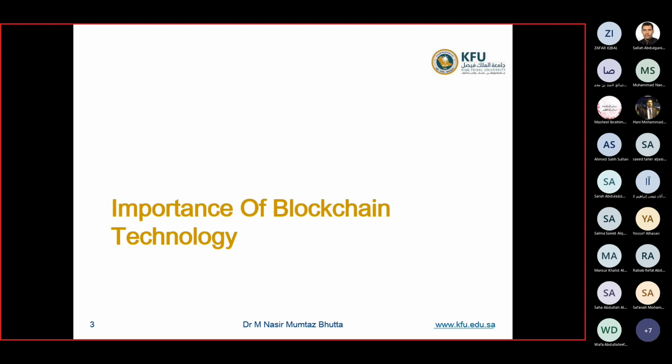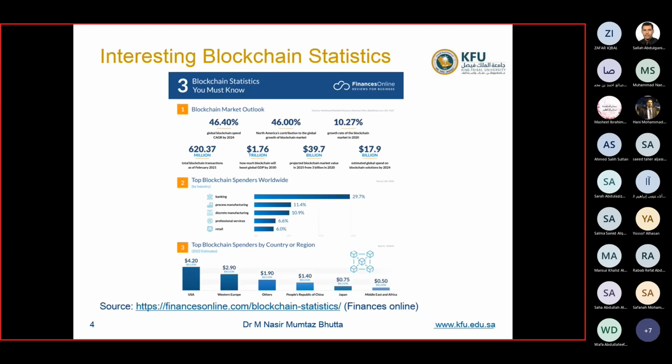So, the importance of blockchain. Blockchain is being considered as a technology which has revolutionized the world again. You can see this in the statistics as well: 46.40% of the global blockchain spending by 2024. This is estimated. And the interesting thing is that the blockchain market is projected to be 39.7 billion in 2025, and it is now 3 billion in 2020. So a growth of more than 35 billion is expected.